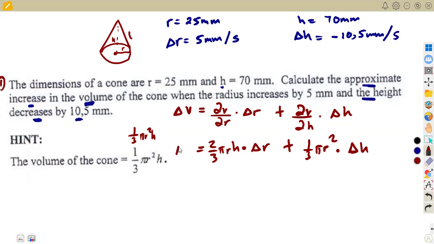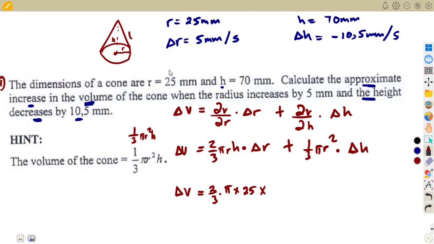So this is what we have on the change in volume, which is we just need to substitute whatever that you're given. We have differentiated everything. So we're just substituting. So this is going to be 2 over 3 times pi times the radius. We are given the radius as 25 millimeters times the change in the radius. So the change in the radius at that moment, it's a 5.